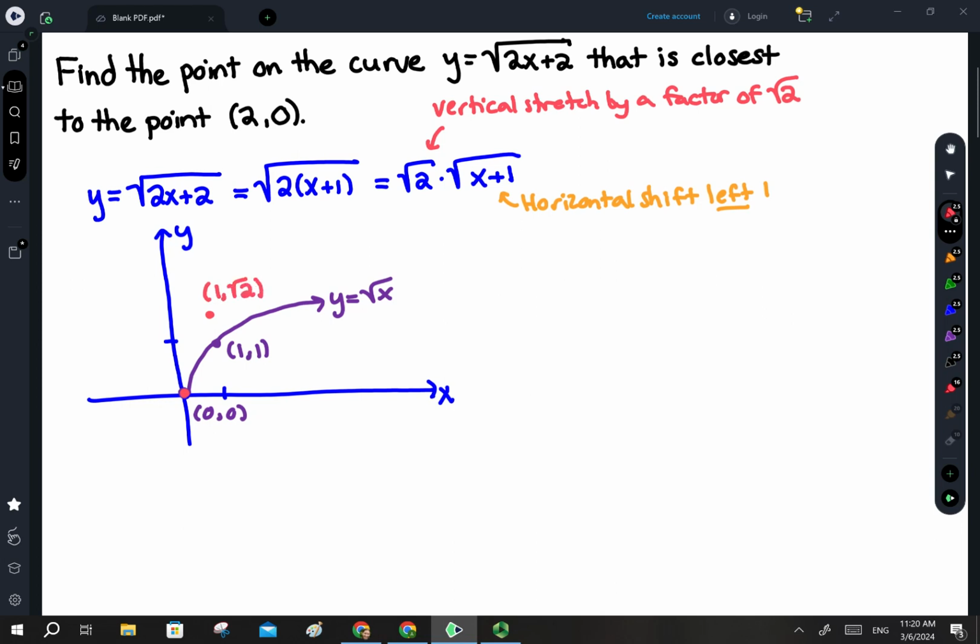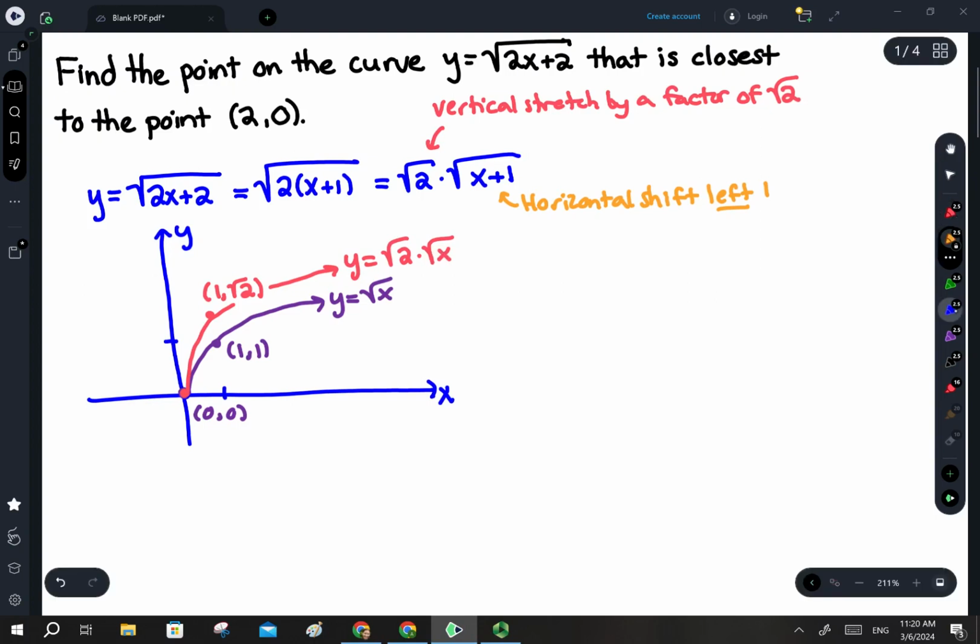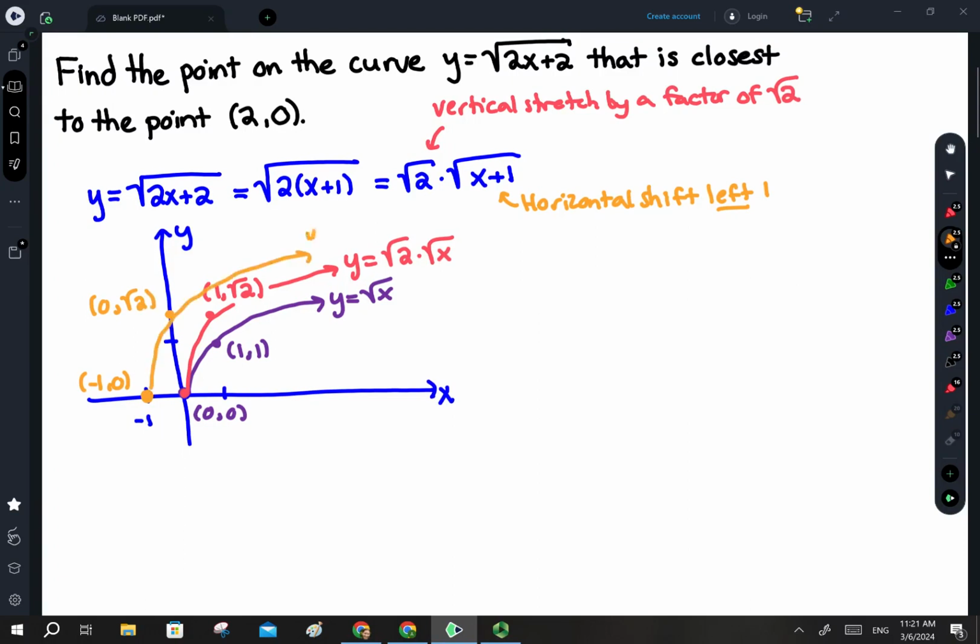Again, we're just multiplying the y values by the square root of 2, which gives us a slightly steeper looking curve with the same general shape as the square root function. And finally, if we shift the whole graph 1 unit to the left, that will take the point (0, 0) to the point (-1, 0), and it will take the point (1, square root of 2) to (0, square root of 2). So that is what y equals the square root of 2x plus 2 looks like.